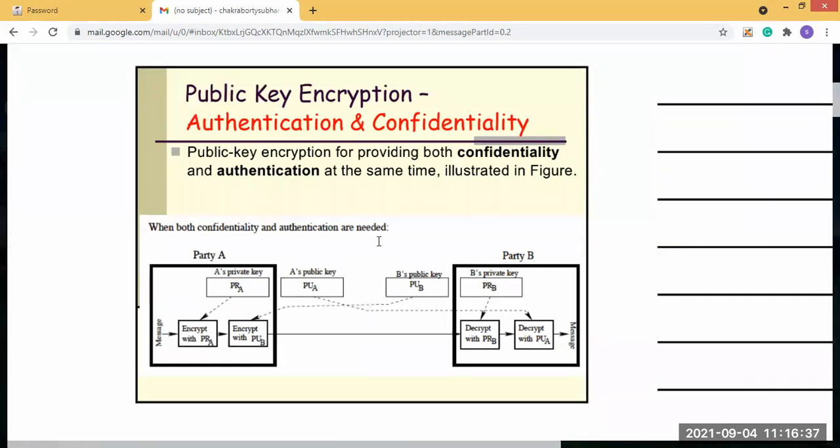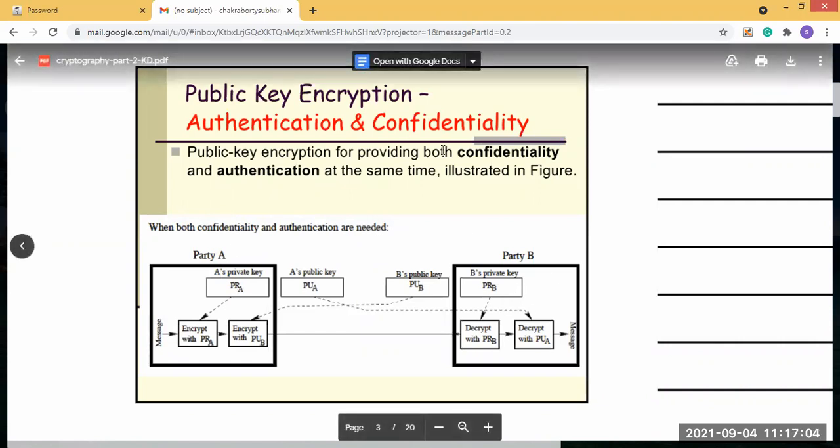Now, if we want authentication and confidentiality at the same time, then public key encryption can provide both at the same time, and this figure is used. You see, both confidentiality and authentication at the same time. If we need authentication and confidentiality, then what will we do?